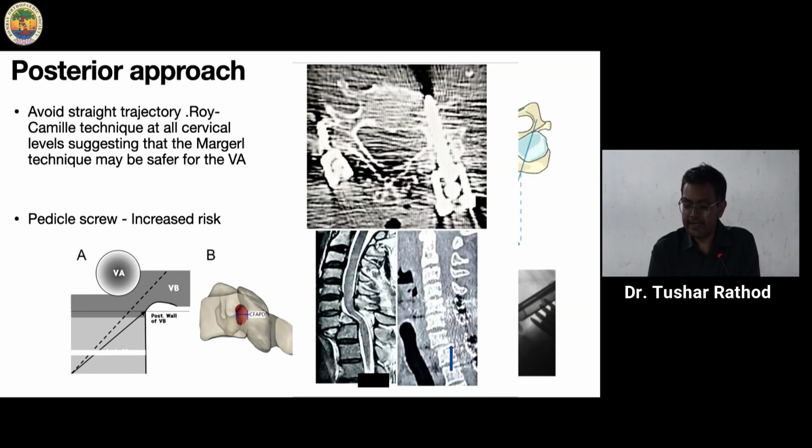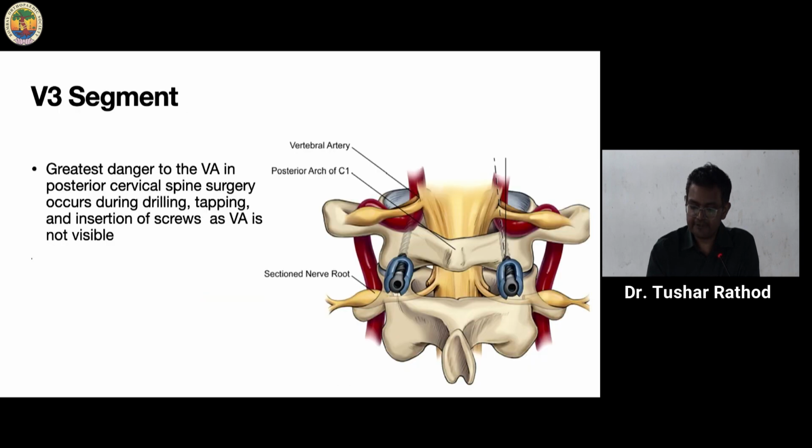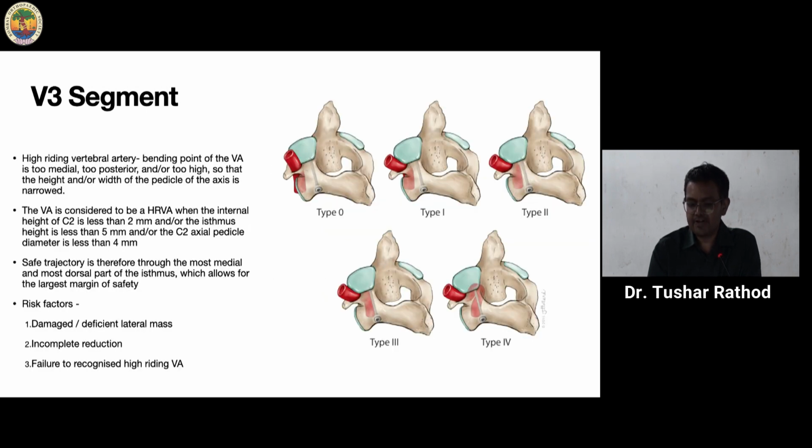Or if you get a neglected trauma like a cervicothoracic dislocation where you are not going to be able to reduce it with just a tapering rod or lateral mass, the cervical pedicle screw comes in handy. But one has to be very technically meticulous when you are dealing with this kind of case. Coming to the V3 segment, which is one of the commonest areas where the vertebral artery gets injured. This is the area where the artery gets injured commonly because of drilling, tapping, or passing the screw. And one has to be very careful.